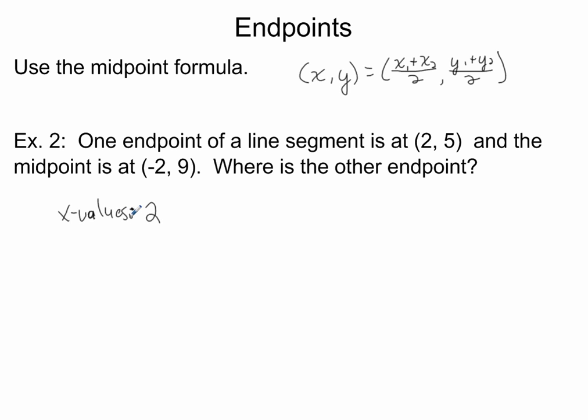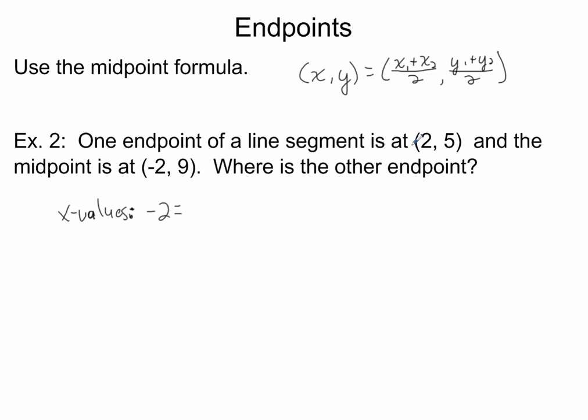All right. So the x value for the midpoint is negative 2. The way you find it would be you add the two x values for your endpoints together and divide by 2. Well, we know what one of them is.